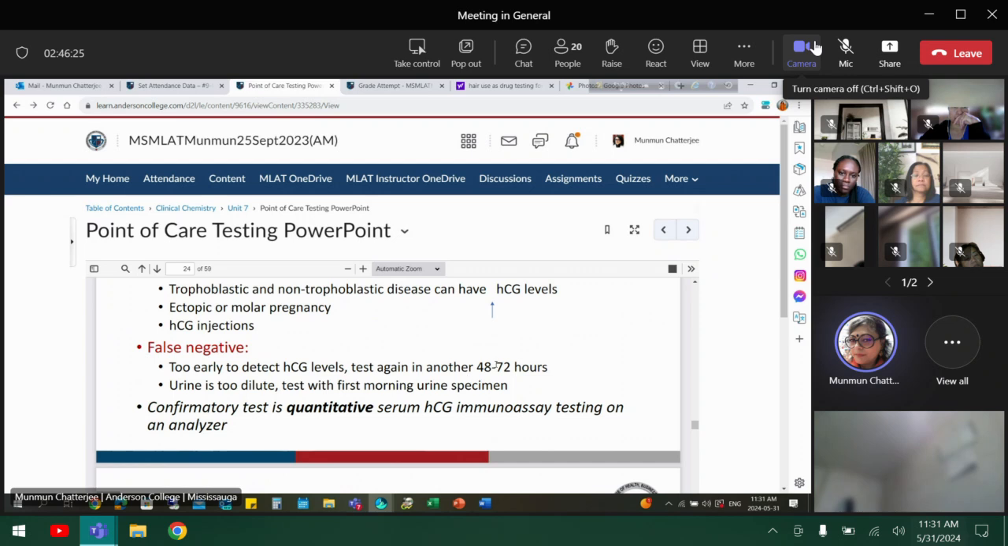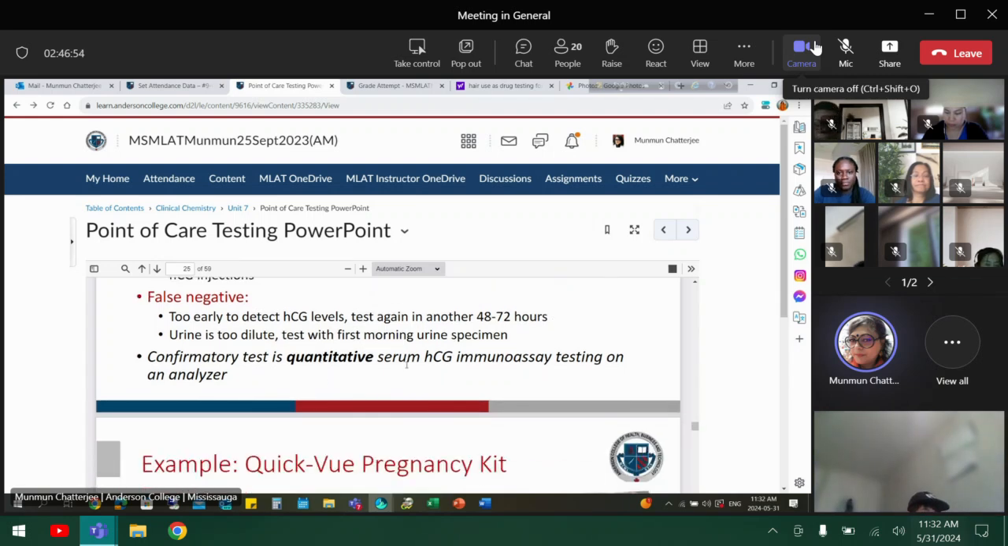Test again in another 48 to 72 hours. If you think you are pregnant, you immediately do the test with excitement, but it takes some time to get the result, and it depends on the person. So, okay, don't get depressed. If you think you may be pregnant, you can test again after 48 to 72 hours. Sometimes collect the morning urine again, not the daytime urine.